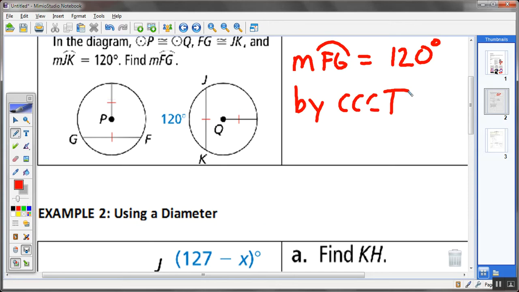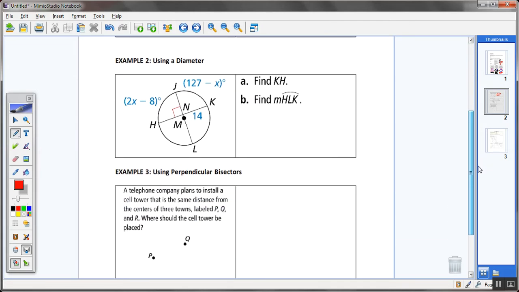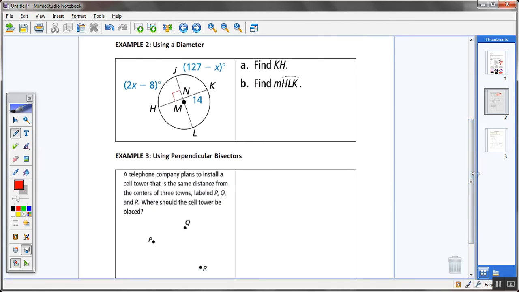Let's try another one. Next one states using a what, kids? Diameter. Well, which segment is the diameter? JL. And HK is a chord. But here's the deal, kids. That diameter, JK, cuts through this chord and forms a what?